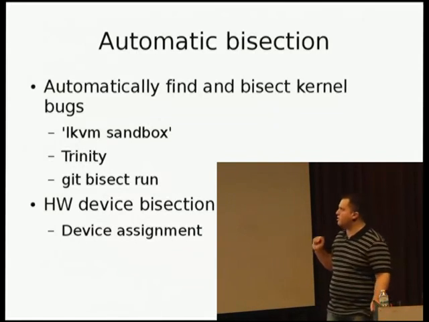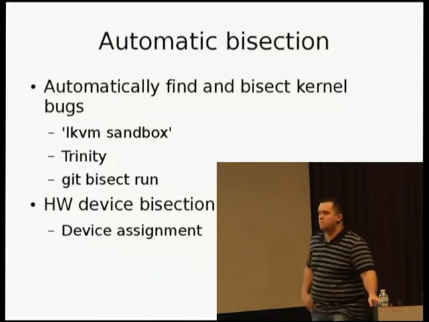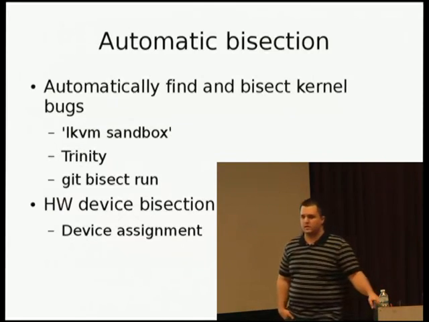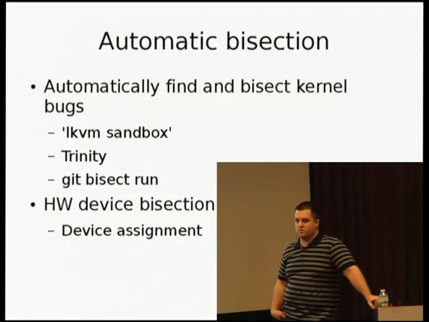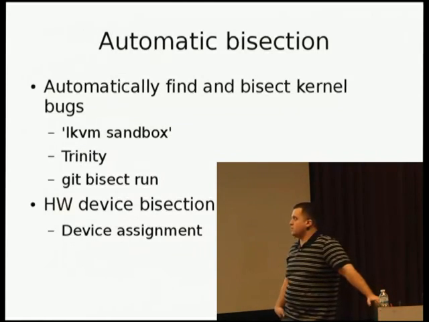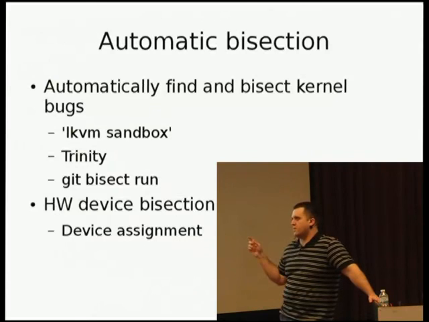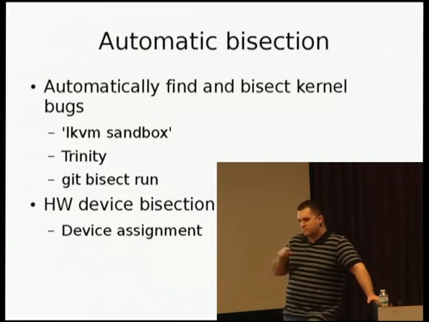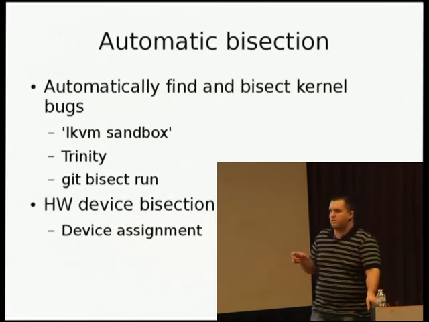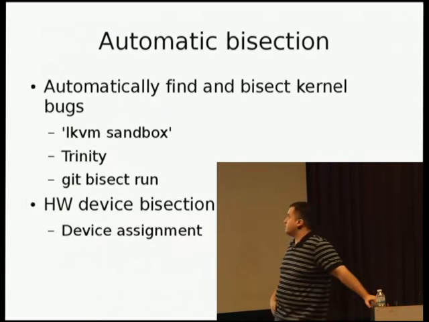Another option we thought about would be hardware device bisection. Everybody has had this thing when they installed a new kernel version, and the graphics card broke, or the network card broke. Now using this, you can assign that device to the guest and bisect that thing inside the guest. It means you don't have to restart your host to see if it's working now or not working now. You can do that inside the guest.